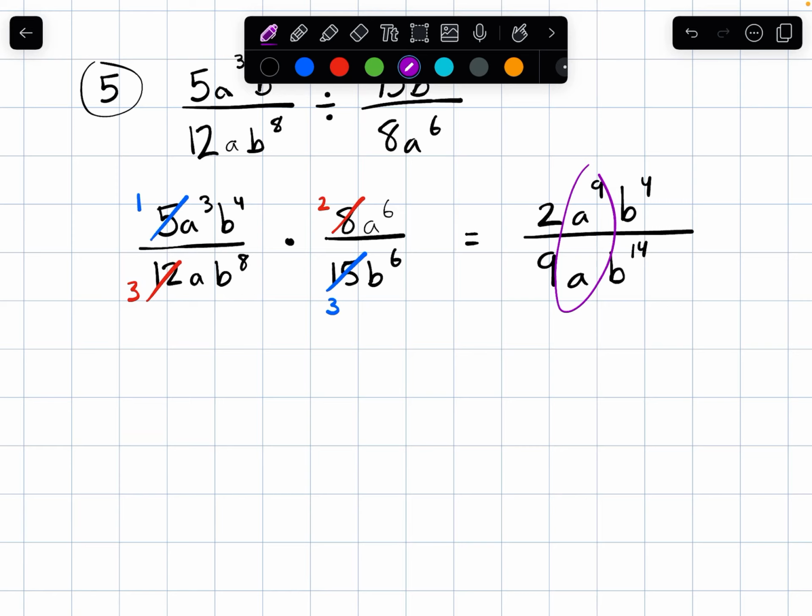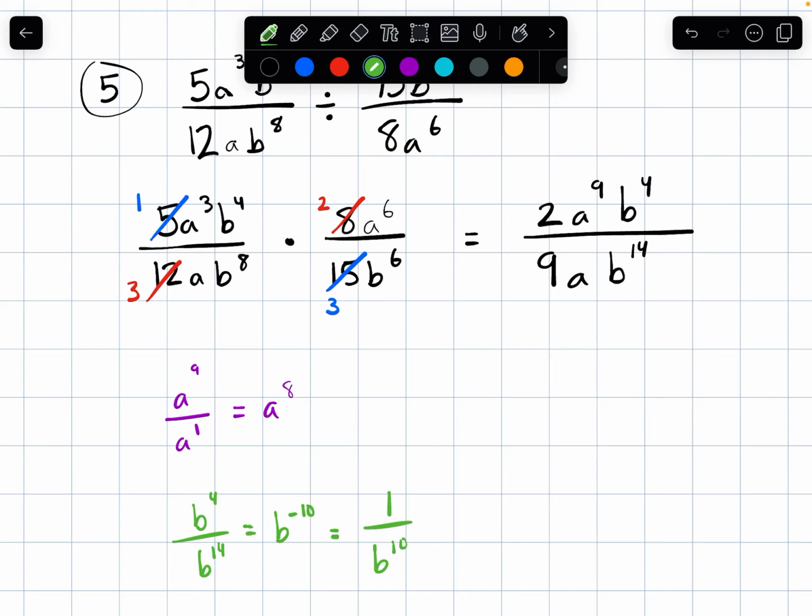So the last thing I have to do here is simplify the letter a's and the letter b's. And if I look at the letter a's, we've got a to the 9th over a. We know that a to the 9th over a to the 1st, we can subtract these. So this is a to the 8th power. And if I look at my letter b, we know that b to the 4th over b to the 14th. If I subtract these, 4 minus 14 is negative 10. But again, I'm not allowed to have any negative exponents in my final answer. So that's 1 over b to the 10th.